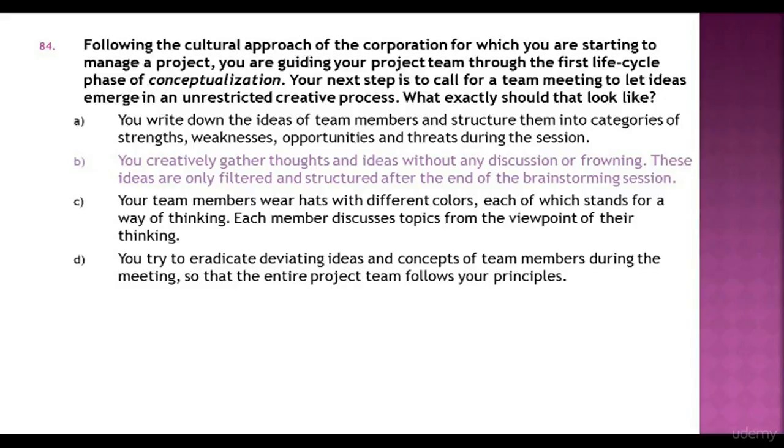Answer B is the correct choice. You creatively gather thoughts and ideas without any discussion or frowning. These ideas are only filtered and structured after the end of the brainstorming session.